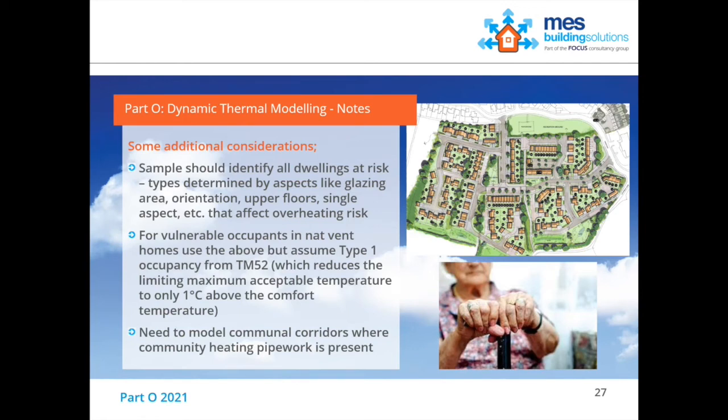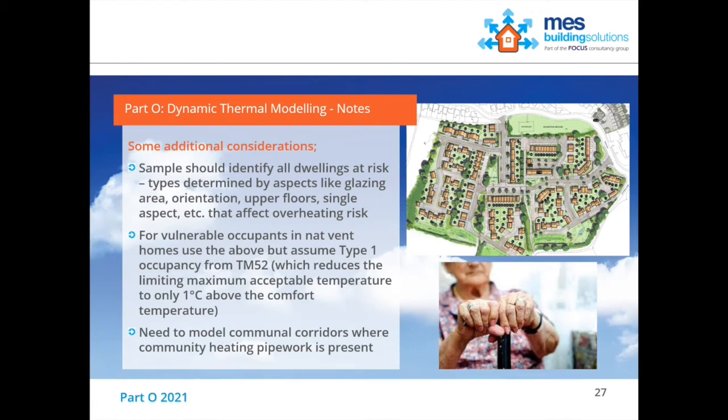We can, for the purposes of 1059, just consider a representative sample. So we could do the worst case of each house type, for example. We don't have to do every single flat in a block. Potentially we could just model the ones on the riskiest facade. So we don't necessarily have to model everything. If we're doing DSM, we can just pick a sample across the site.